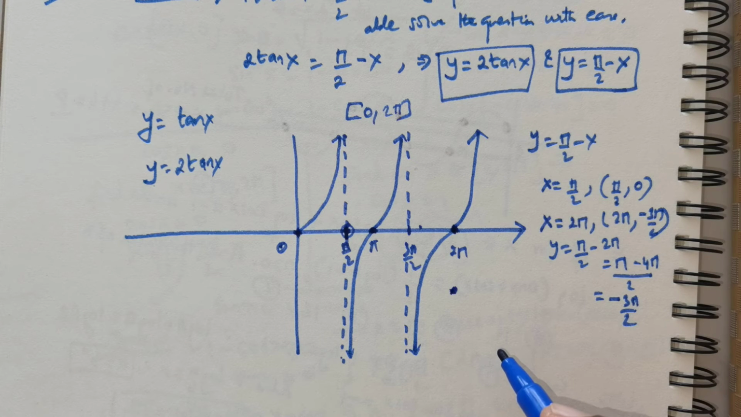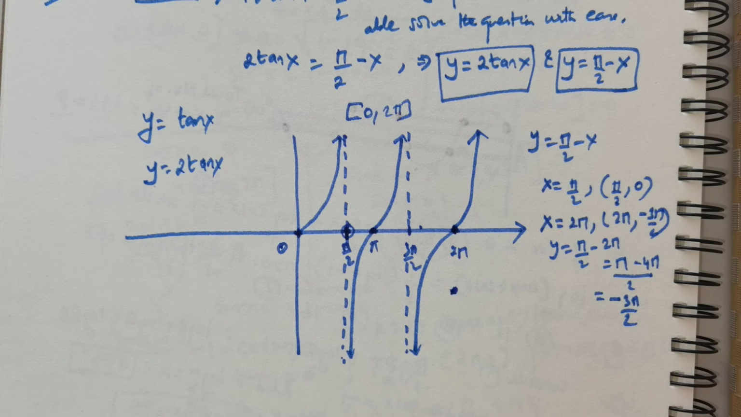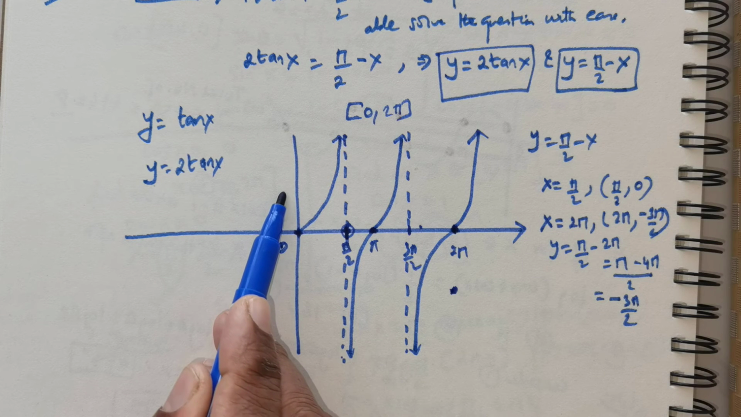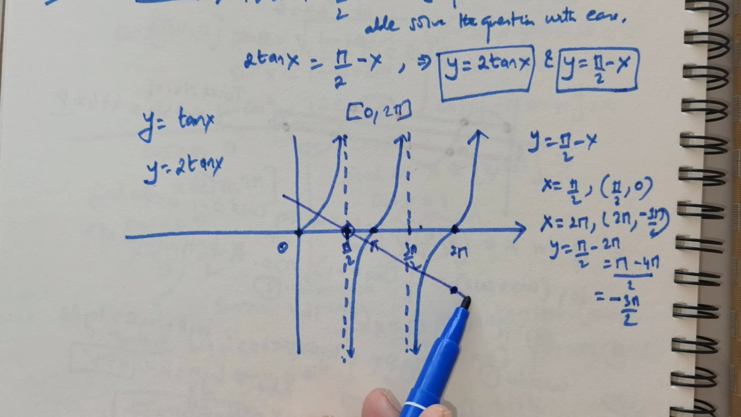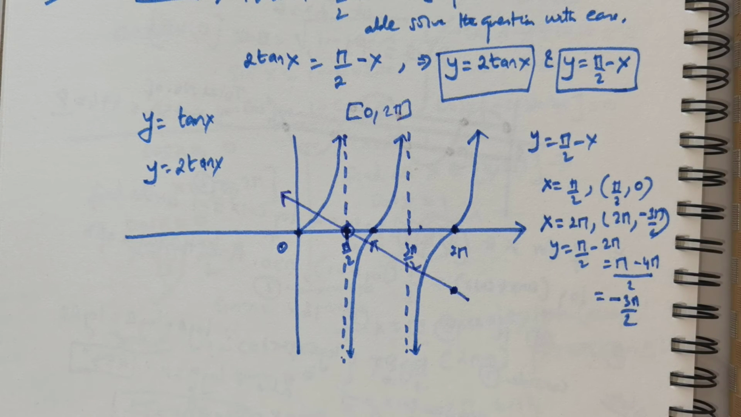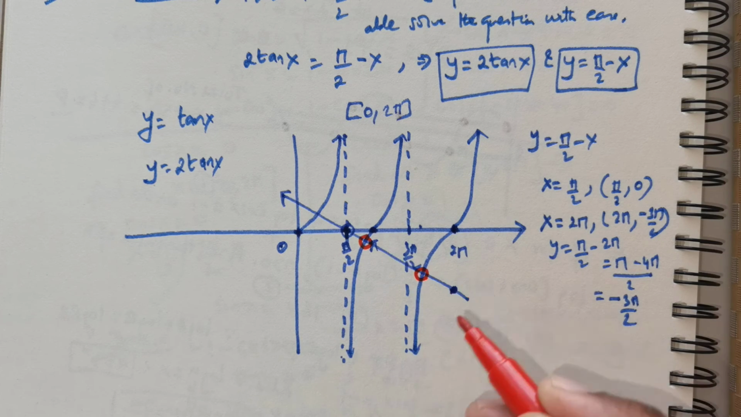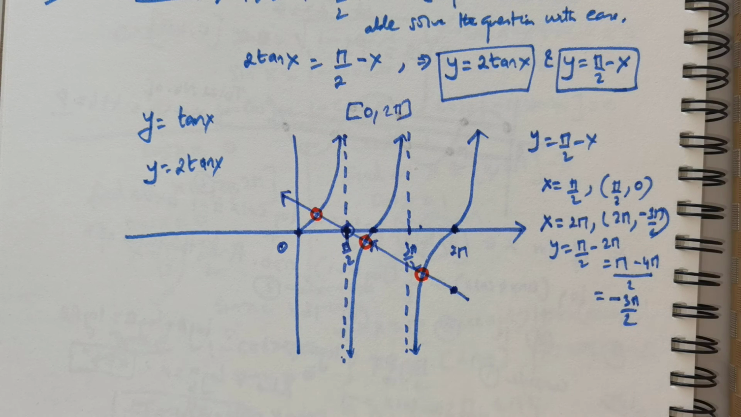Now we already have 2 points, so we will connect these points. Since it's a straight line, the graph will flow like this. Now the most important thing is to find the points where the graph intersects the tan x graph. Let me see the intersections. Clearly there is an intersection here, here, and here. So 3 points of intersection.